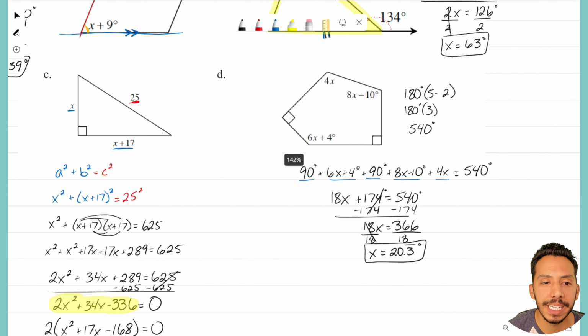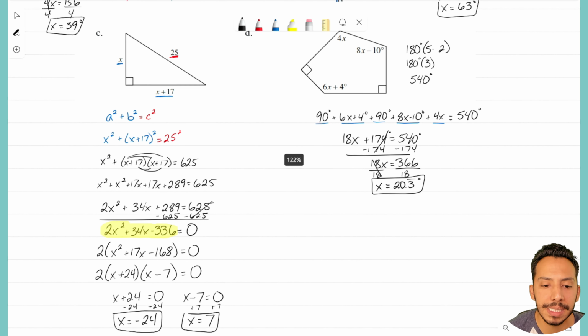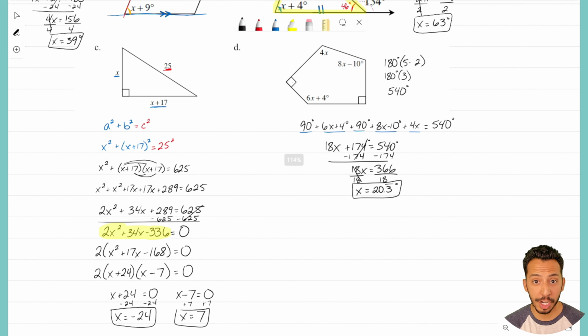That right there is how we solve problem D. A little more tricky, that's why I separated it out from the other problems, but something you can definitely do.